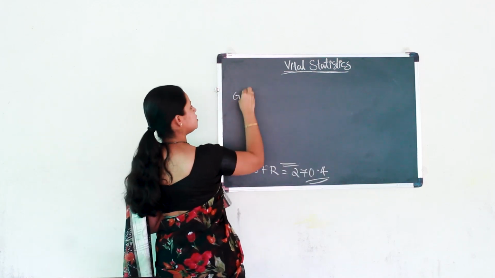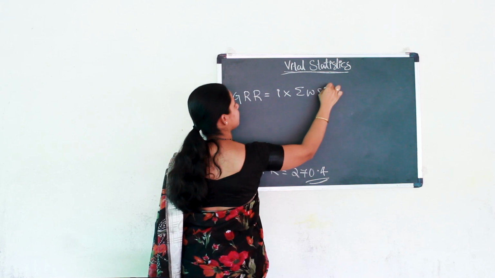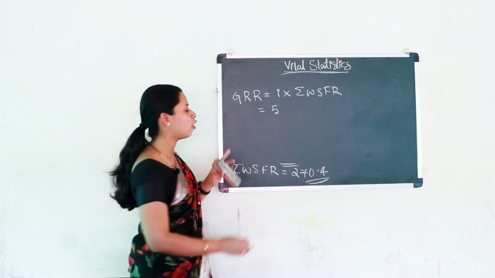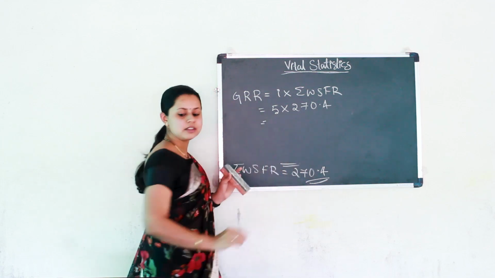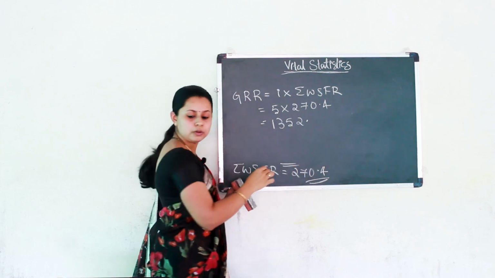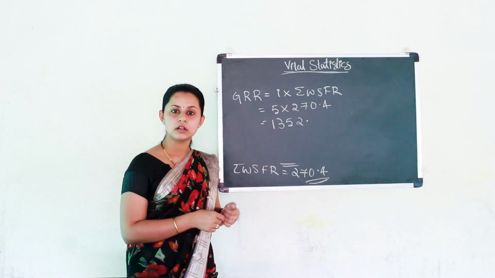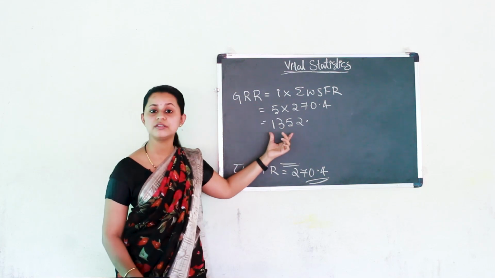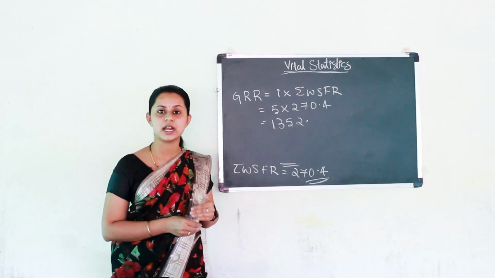We have the formula GRR is equal to I into summation WSFR, where I is the width of the class, here it is 5, or the magnitude of the class, into 270.4. The answer is 1352 female births per 1000 women of childbearing age. So GRR is 1352 female births per 1000 women of childbearing age.